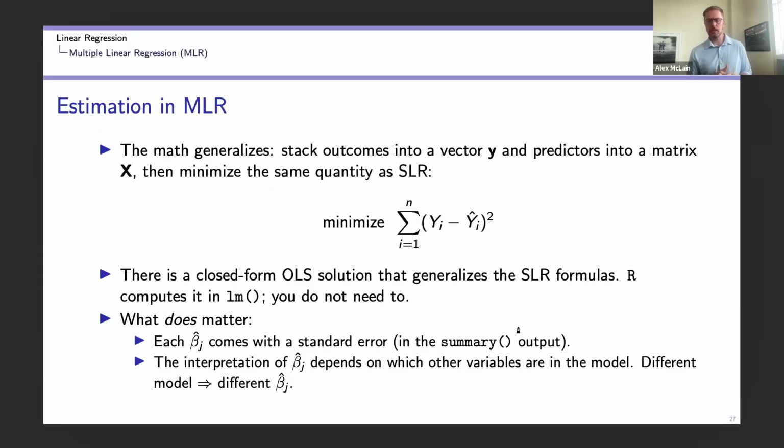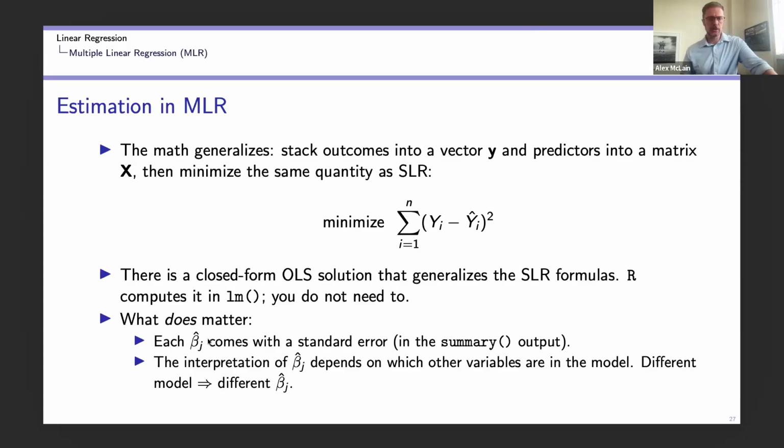Okay, so how do we estimate our coefficients? We're going to use the same least squares method that we did previously. So for any line, we can estimate the residuals, square them, add them up. We want to get the line that has the smallest sum of squared residuals. There's a closed form for this using linear algebra.